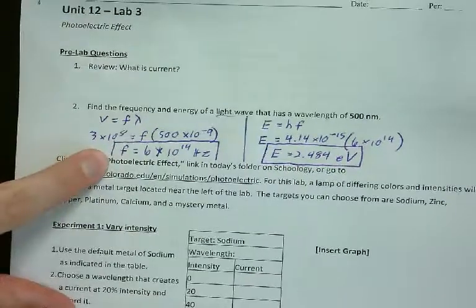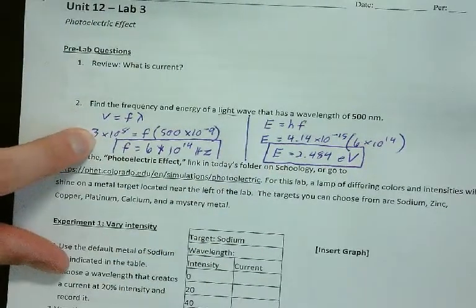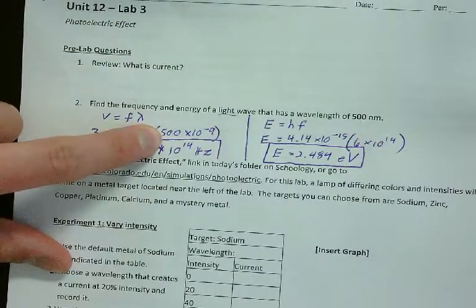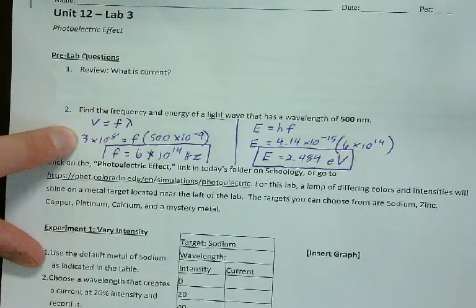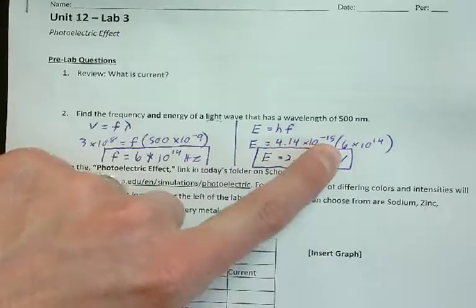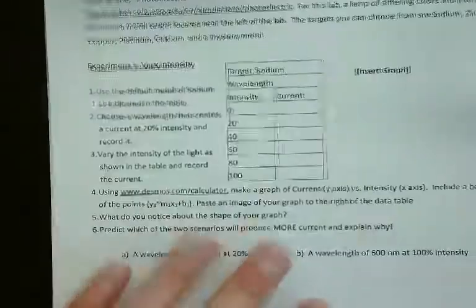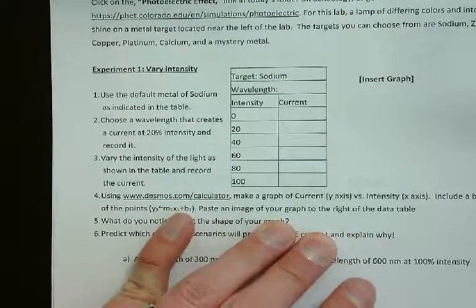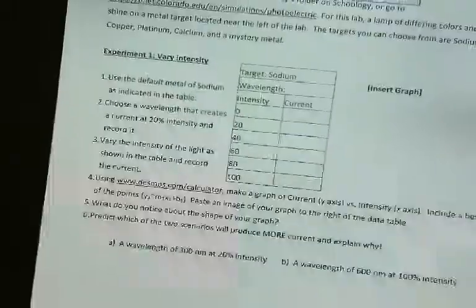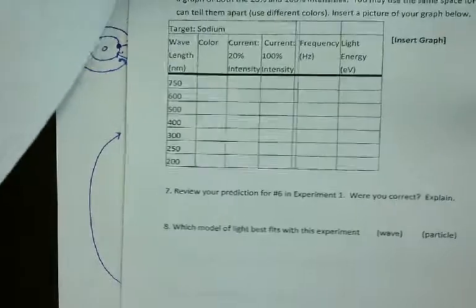Find the frequency and then find the energy. So all you have to do is divide the velocity by the wavelength. And again, the velocity will always be 3 to the 8th. And then once you found that, multiply it by h, and that's your answer. Okay? You're not going to do it in experiment 1. You are going to do that on experiment 2. And then you'll have to do it a little bit on experiment 3.